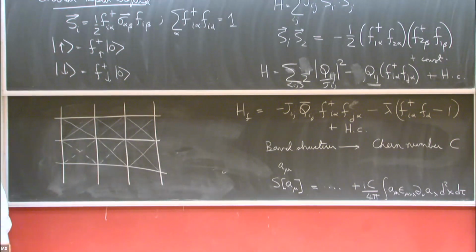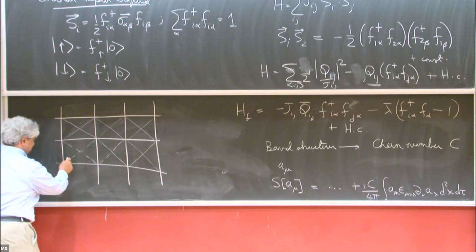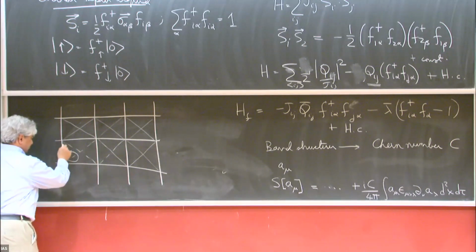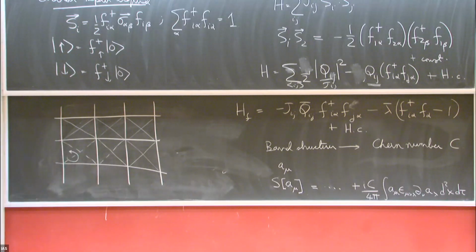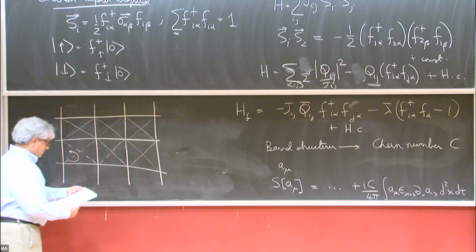And you're going to choose a band structure so that the flux, the product of the phases of the bonds around every plaquette is i. So that's what you want to choose. And that will give you a band structure with a non-zero Chern number. So there's a picture.